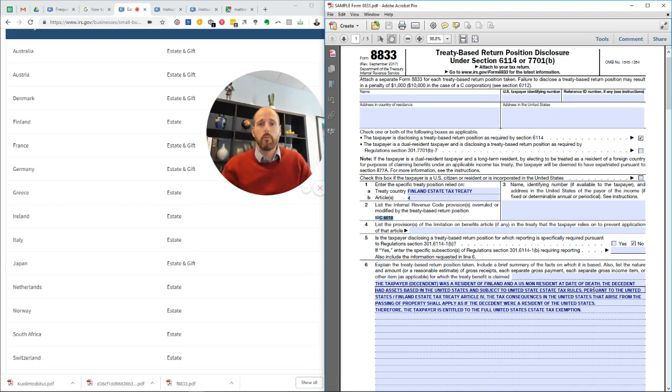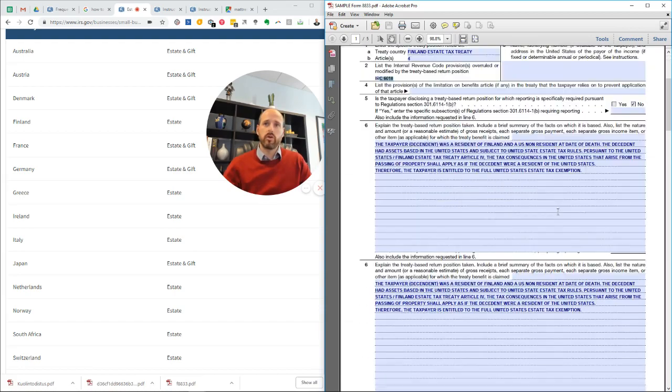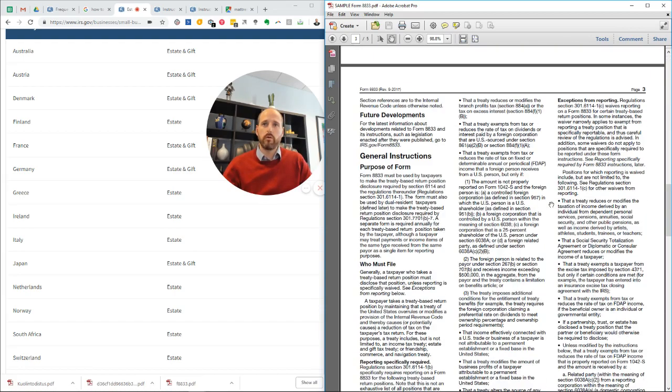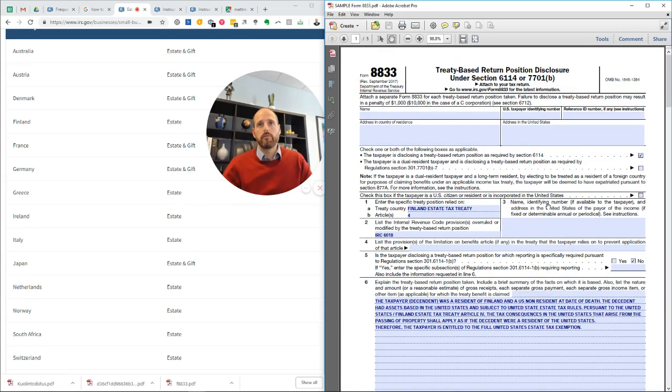That's basically what you need to do to get treaty benefits. It's a little specific, and you want to definitely double check on this. The instructions are below on the form. Fortunately, these forms are available in fillable PDF.